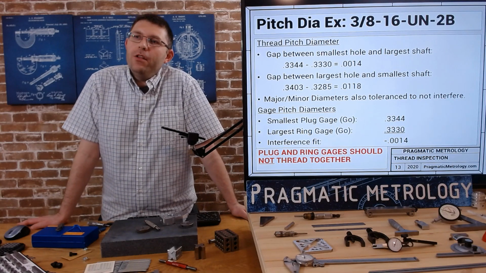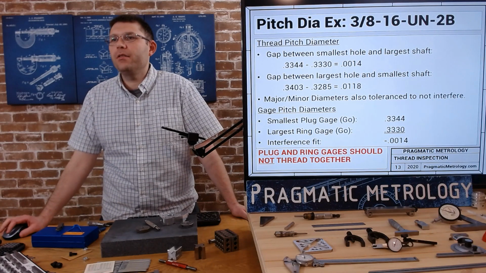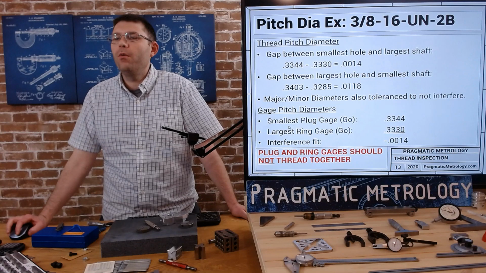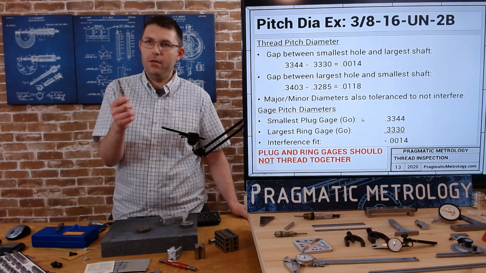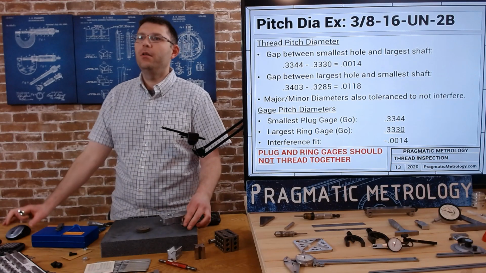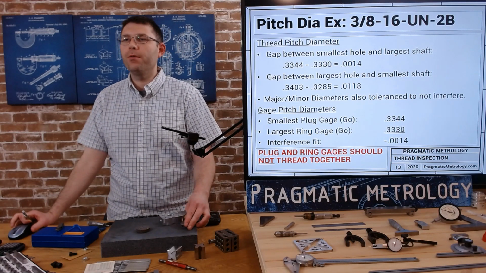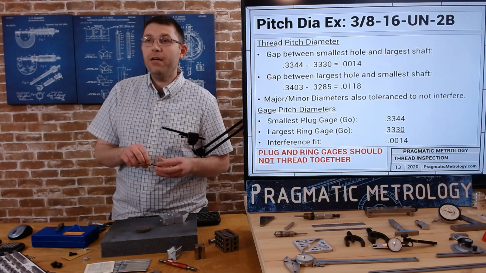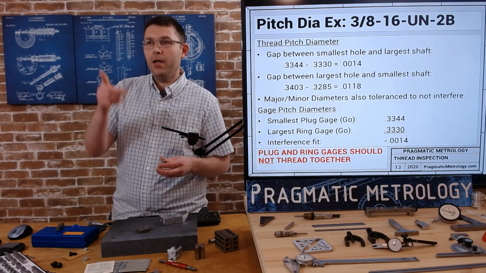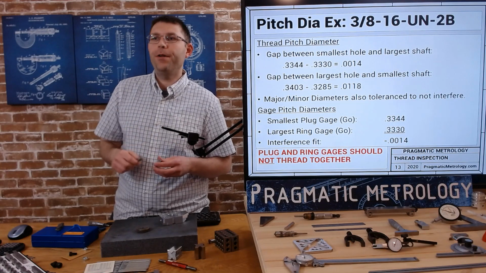But let's take a look at this next calculation, the gauge pitch diameters. What if you tried to thread the smallest plug into the largest ring, which would be your go? So what if you tried to thread the go and the go? Well, you should never do this. And if you look at the numbers, it's going to be an interference fit.